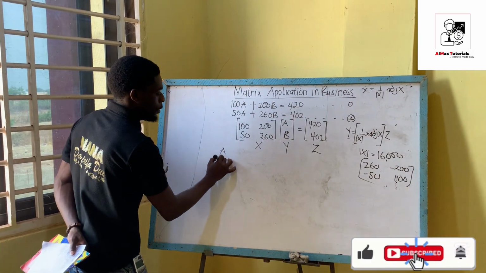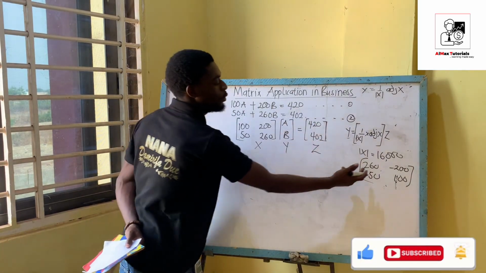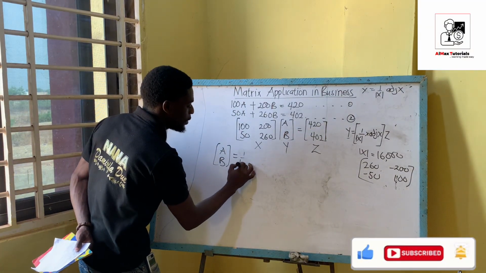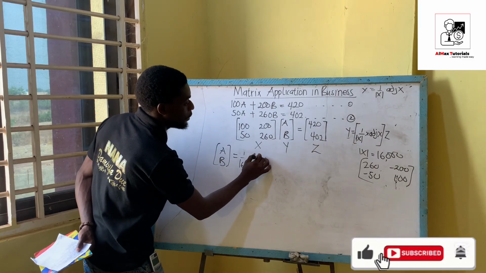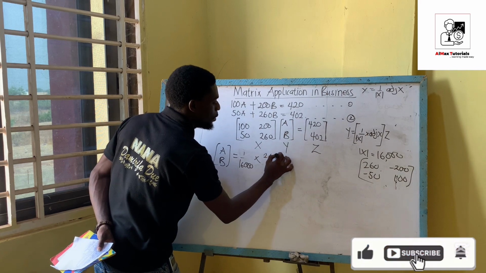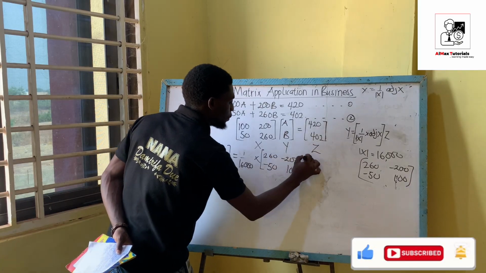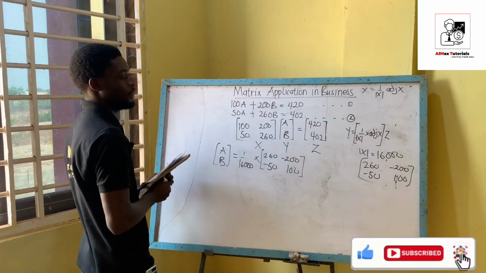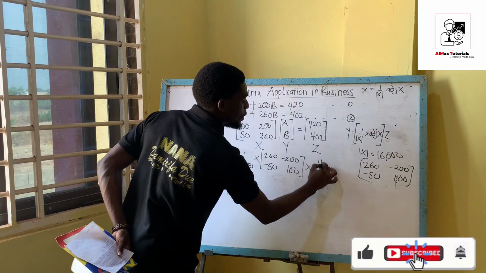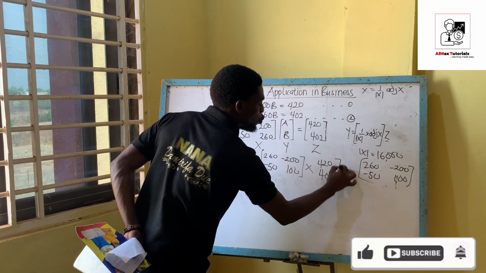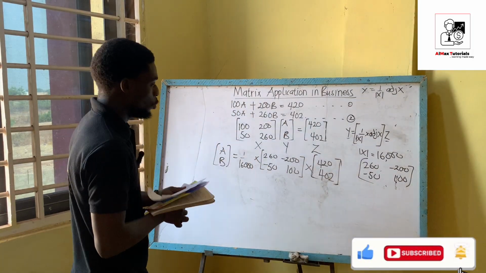Now we have A, B as our matrix y equals 1 over determinant. We know our determinant to be 16,000. So we have 1 over 16,000 multiplied by 260, minus 200, minus 50, 100. This is the adjoint and this is the determinant. Then we multiply it by our z, which is 420 and 402. That's the combined market value for the two portfolios.